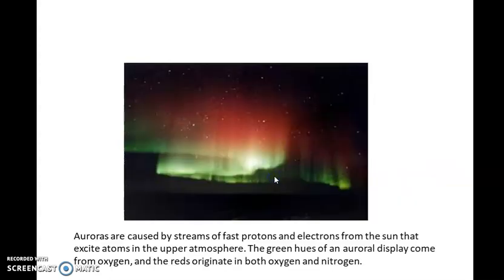Another example of excitation by collision is the aurora. Auroras are caused by streams of fast protons and electrons coming from the sun that excite atoms in the upper atmosphere. Auroras are the colors seen at the poles. Aurora australis and aurora borealis are there. So when the charged particles, protons and electrons coming from the sun, excite the atoms in the upper atmosphere, these atoms will go to the excited state.